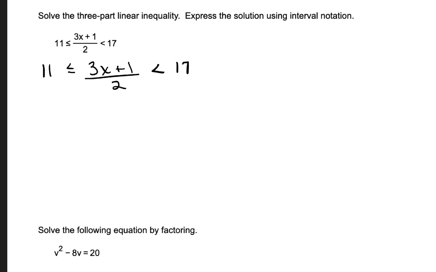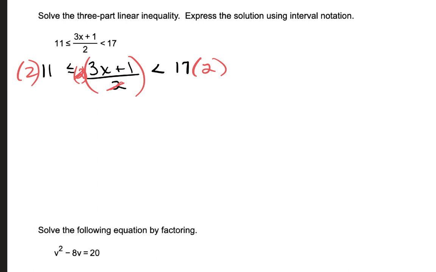So let's look at this 3x plus 1. First thing, we want to get rid of the 2. We can do that by multiplying both sides, I should say all sides, by 2. So I'm going to get rid of that fraction. So let's multiply that by 2 and then each side by 2. Since it's positive 2, we don't need to change the direction of the signs. By doing that, notice these 2's cross out. It doesn't affect the 3x plus 1. The 2's cross out, but you no longer have a denominator, which is great.